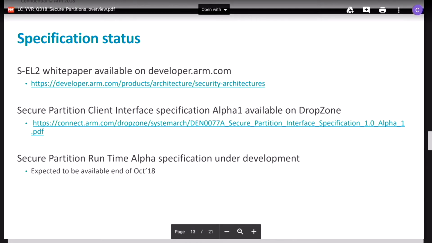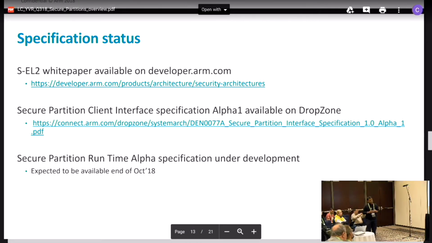So in terms of the work that we are doing, the spec status: we wrote a white paper, and this presentation is more or less based upon that white paper. That's available on TrustZone. The SPCI spec is Alpha 1. It's still in its early stages. It's available on the Arm TrustZone, and the SPRT Alpha spec is under development, and we should have the first version out by October, by next month, basically.